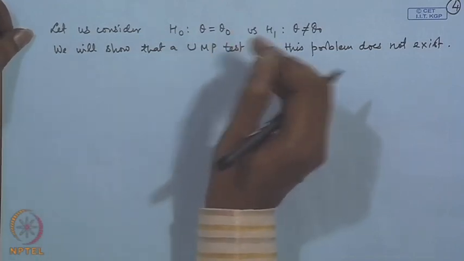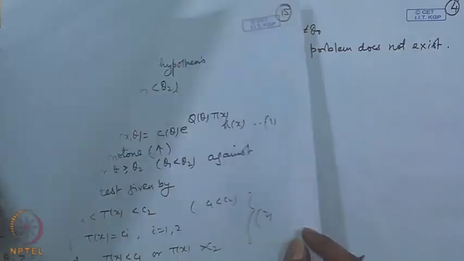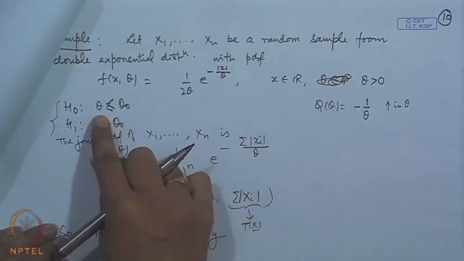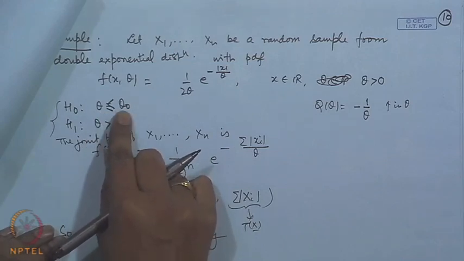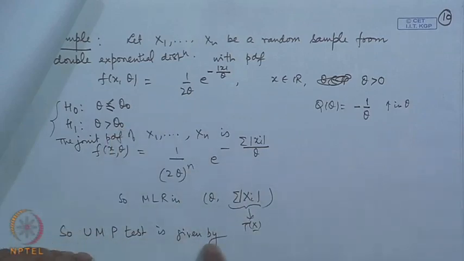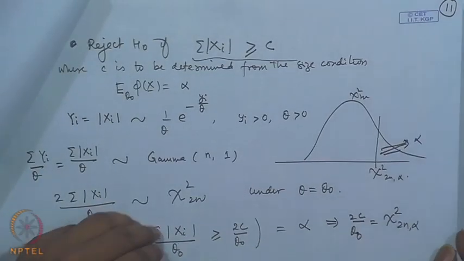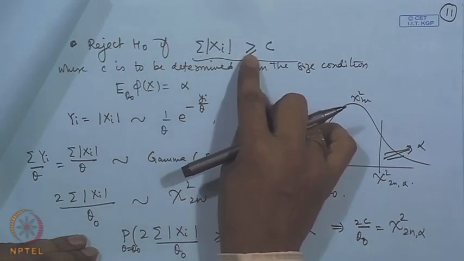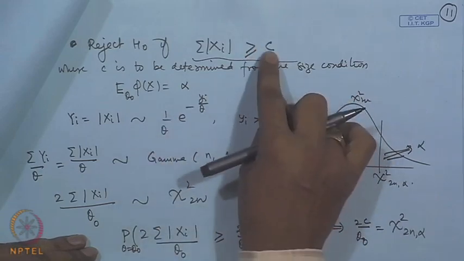So, if you go back to the development that I gave in the last lecture, what we have shown here, if you consider this example discussed in the last lecture, I have considered the one sided testing problem theta less than or equal to theta naught against theta greater than theta naught, and we derived the UMP test having the form that reject H naught if sigma modulus x I is greater than or equal to c, and we were able to determine this constant also.